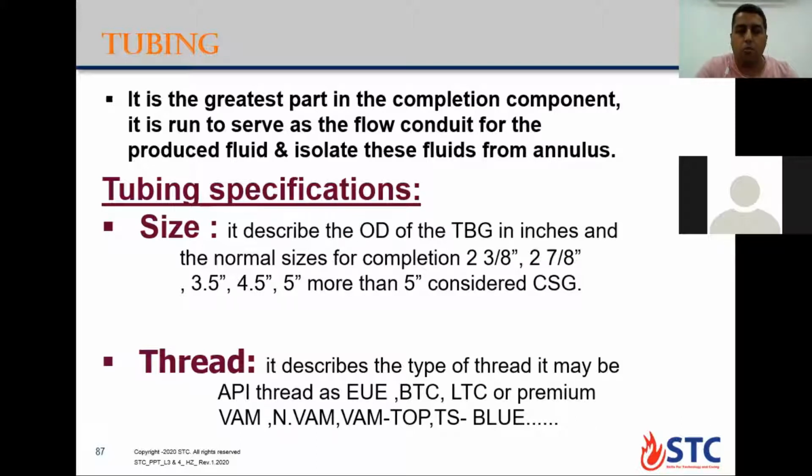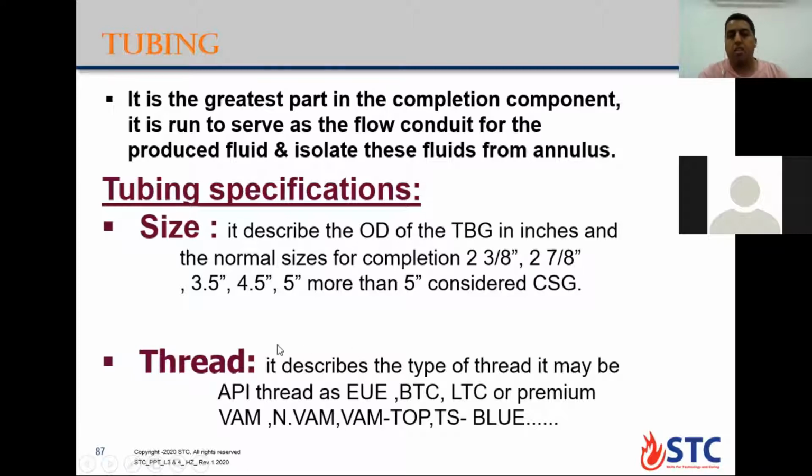When I need to make a specification for the tubing, I specify the size. When I say tubing 3.5, that means the OD of the tubing is 3.5 inches. Up to 5 inch, it is classified as tubing. From 5 or above, it is classified as casing string.